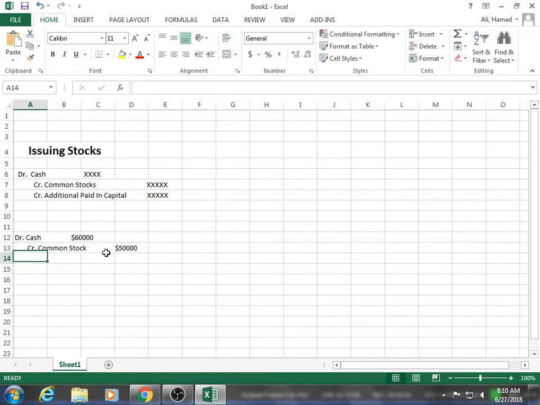And the difference is, what do we call it? The additional paid-in capital. Yes, sir. And you credit that for $10,000. Let me call it additional PIC, paid-in capital. Additional PIC for $10,000.